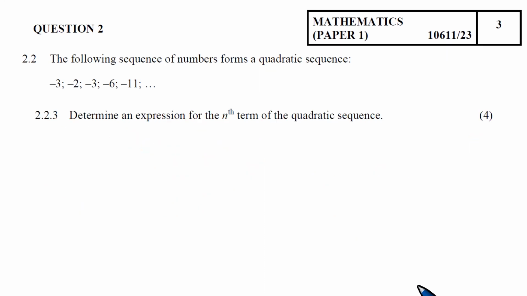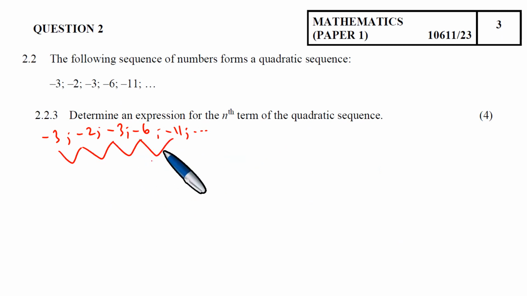Right, so in 2.2.3, the following sequence of numbers forms a quadratic sequence: minus 3, minus 2, etc. Determine the expression for the nth term of the quadratic sequence. Okay, that one you know very well. Let us just run through it, just to have some revision on how quickly this one can be done. Right, so you find the differences here.